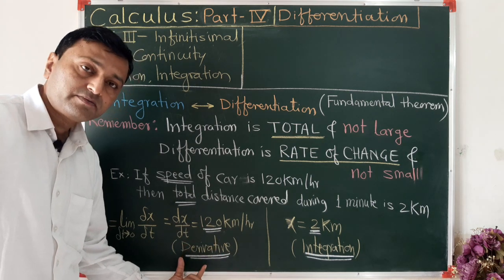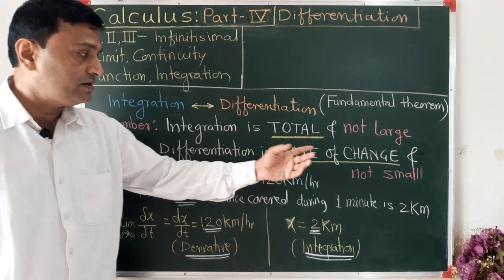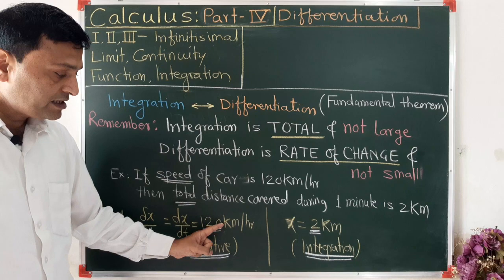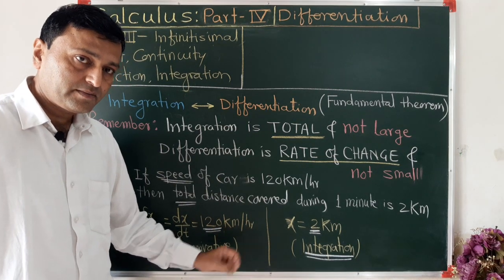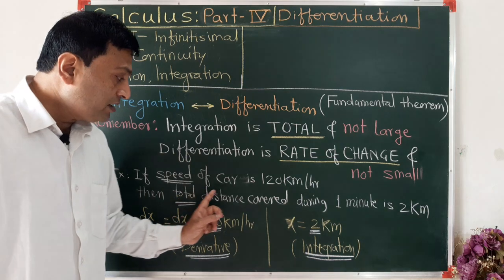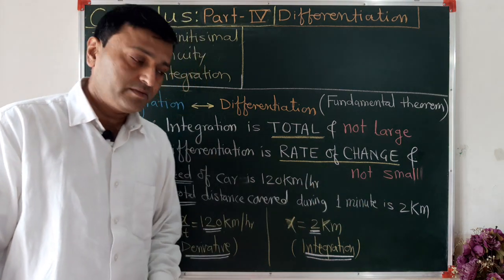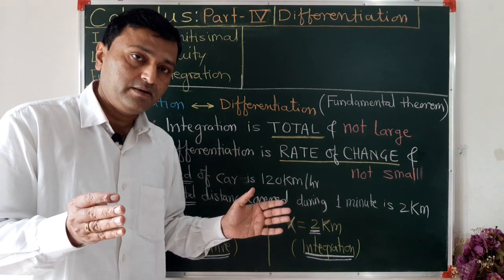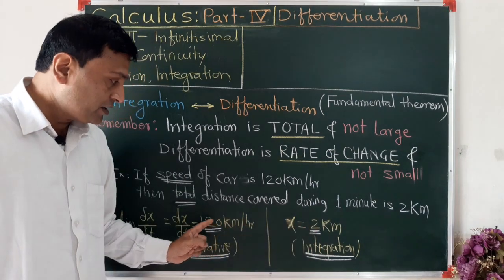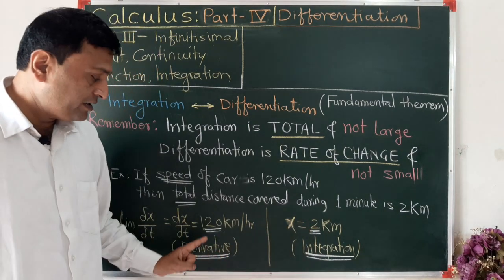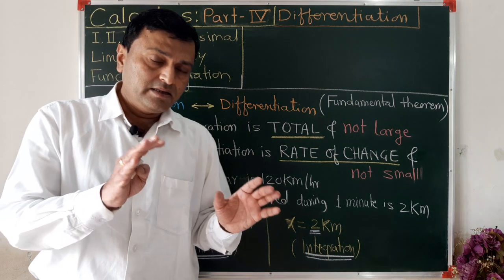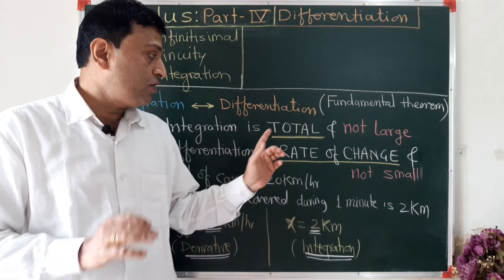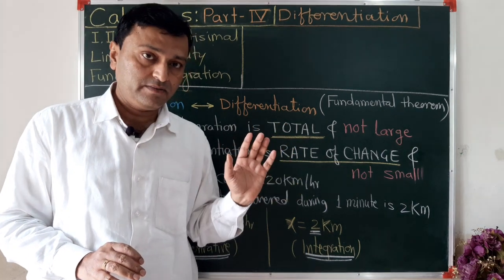This is the derivative. It means something is changing with respect to something. Here, distance is changing with respect to time. And the total distance covered during 1 minute is 2 km. You can see 2 km is integration. That is total. You can observe these two numbers now. Integration is 2 and derivative is 120. So there is no meaning of large or small. There is meaning of total and rate of change.